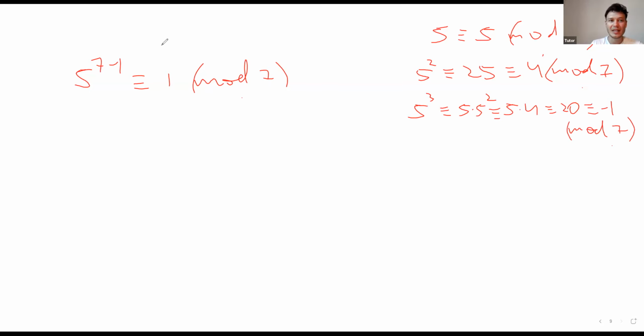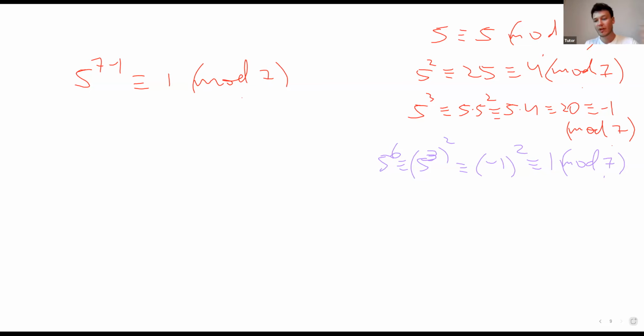Now this is nice, because 5 to the 3 is minus 1. What is the beauty of this? If I take 5 to the 6, which is 5 to the 3 squared, this is congruent with minus 1 squared, which is congruent with 1 mod 7. So it turns out that Fermat's little theorem at least works for 5 and 7. Let's see if it works in general, because we're going to want to use this in the future for more complex numbers.